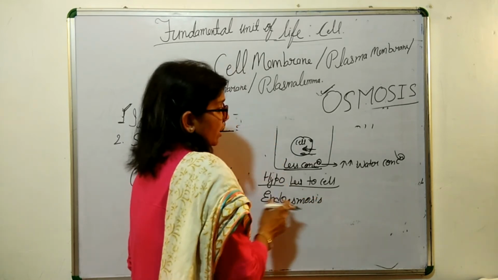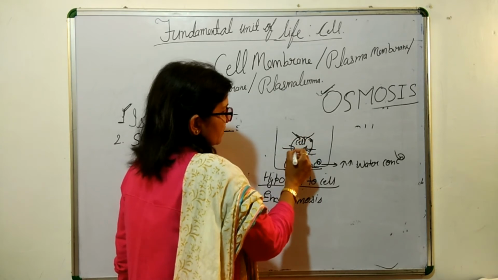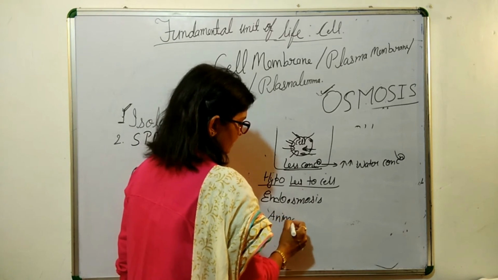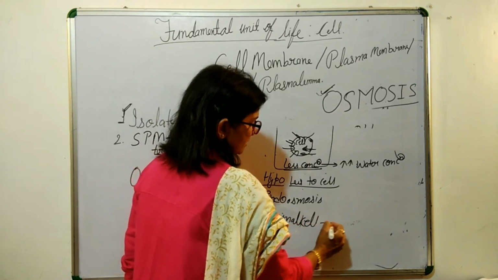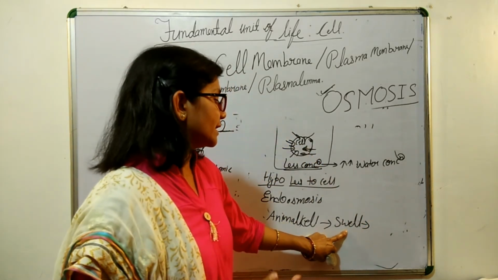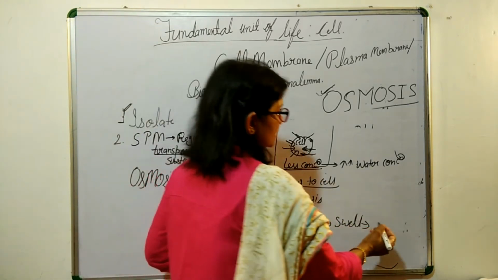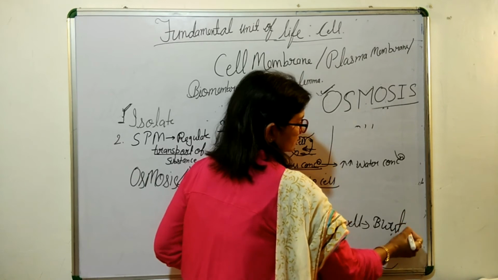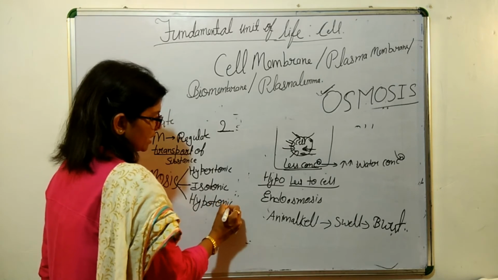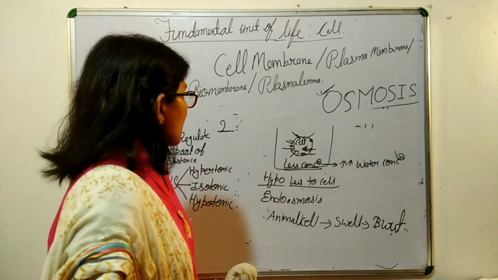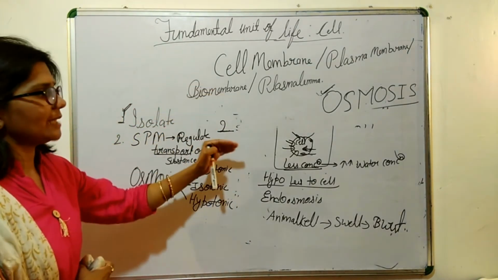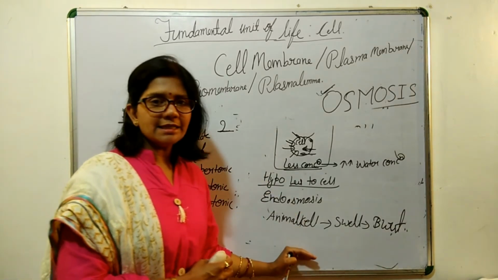This type of movement, when the water comes inside the cell, is known as endoosmosis. Due to this endoosmosis, as the water is coming in, the cell will swell, if it is an animal cell. If more water is coming in, then after some time it may burst. So it was the case of hypotonic solution. Clear? So it was about how the cell membrane regulates the movement of materials.